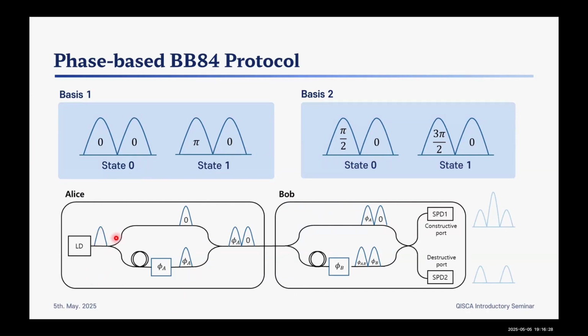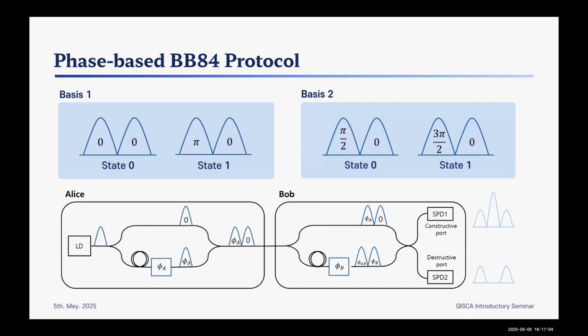Since the separated pulses originate from the same initial pulse, they retain the same phase reference. This means that even though the absolute phase fluctuates as light propagates through the fiber, the relative phase difference remains unchanged. To create state 1, we apply a voltage of V pi to the phase modulator, which induces a pi phase shift. Essentially, in this protocol, phase modulation itself determines the basis selection.